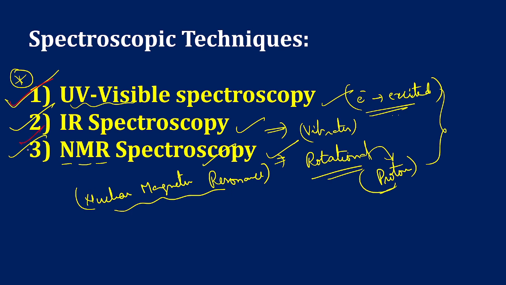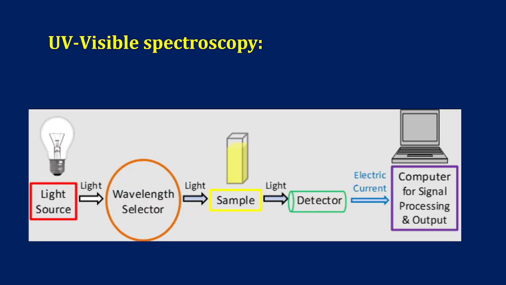Later we will discuss IR as well as NMR spectroscopy. Okay, let us start with UV visible spectroscopy: how it works and what the instrumentation technique is. This is the instrumentation of UV visible spectroscopy. Just observe all the components present in the spectrophotometer.